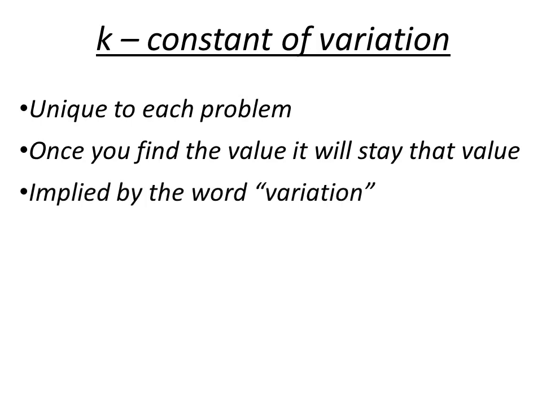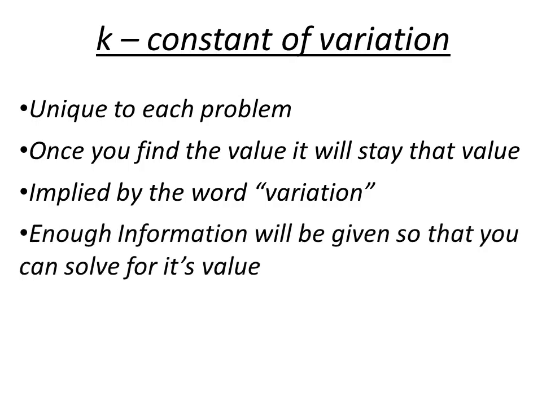Anytime we see a problem that says variation, we are expected to understand that that means there is a constant of variation in there. There will be a k in there. They will never tell us to put a k in there. We need to understand that when we see variation, that means there's also going to be a k in there. And usually enough information will be given in our problem so that we'll be able to solve for the value of k.